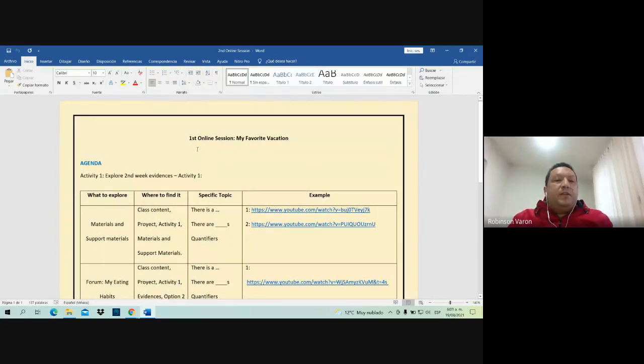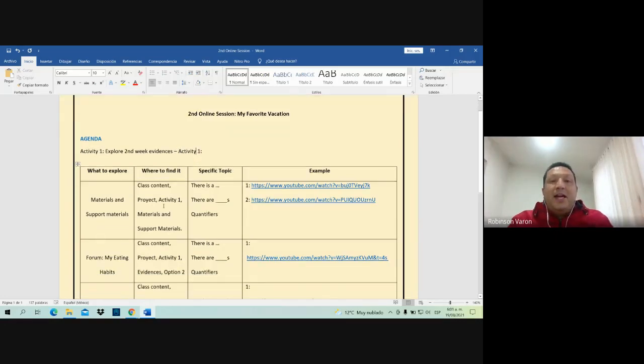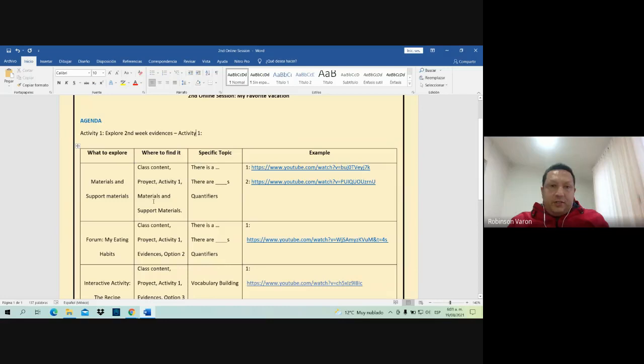So, of course, this is not the first online session. This is the second online session. This is the agenda for today. Activity number one is to explore the second week evidences, the different evidences we have today. Those are located in the activity one folder. I created this chart to organize the information.